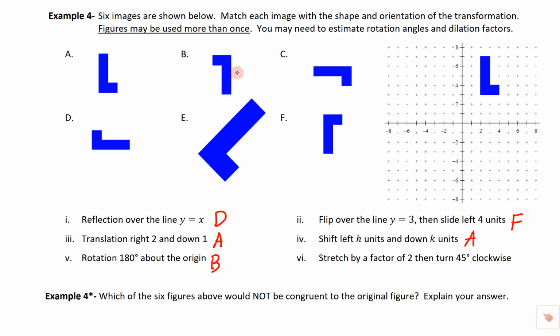So that leaves us, we've used a bunch of them, but we've got to figure out this last one. And this one's pretty easy. It's stretched by a factor of 2, so it's twice as tall, twice as big as it used to be. And then it's turned 45 degrees clockwise.